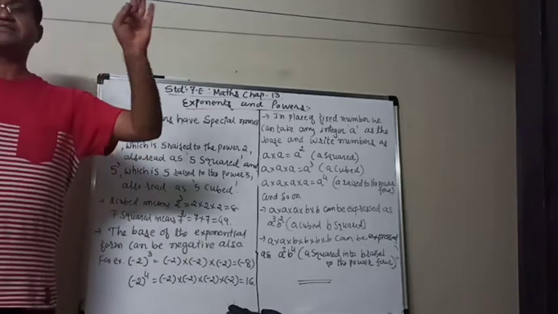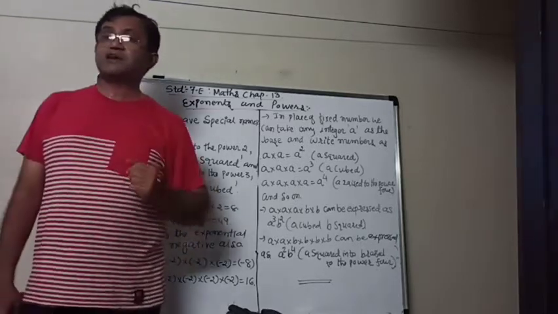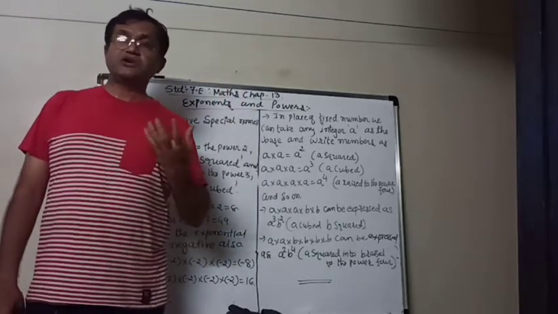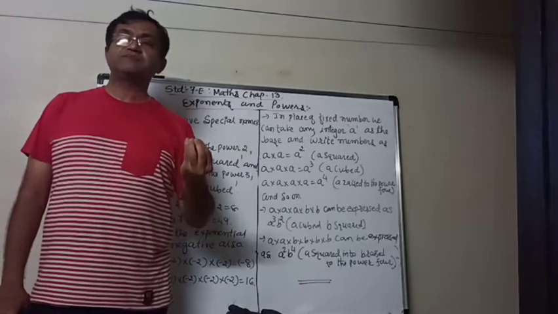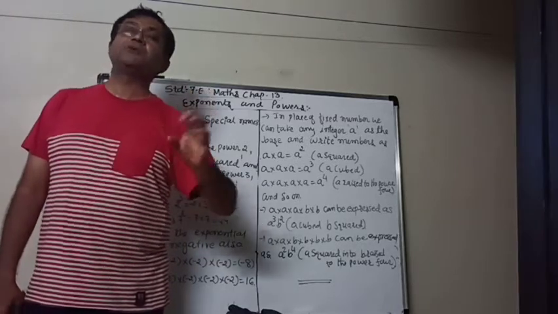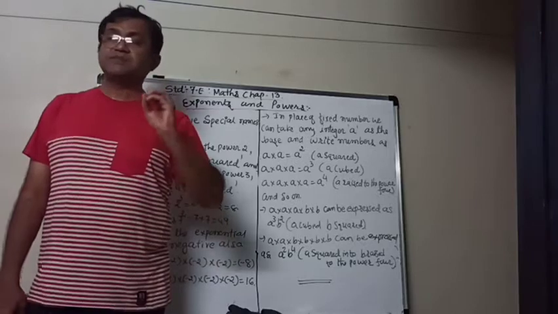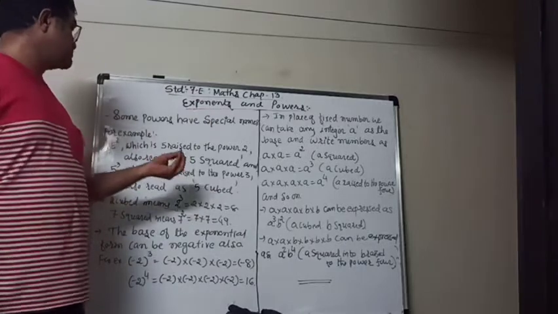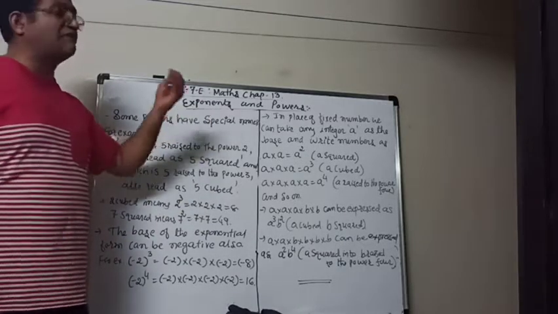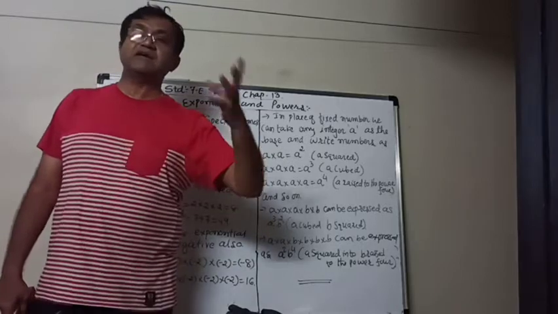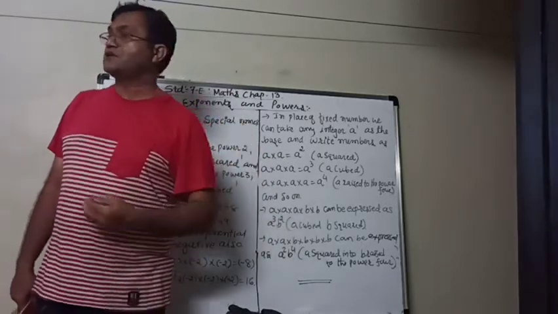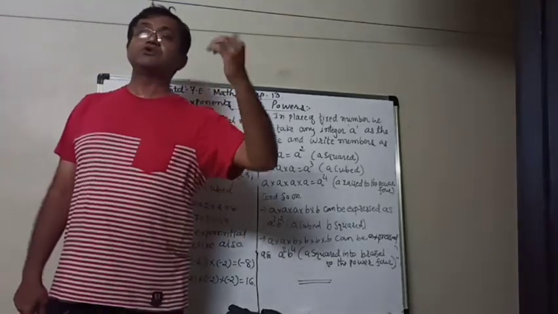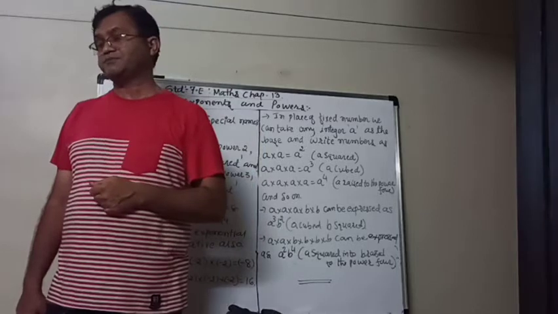10 is the base and 3 is the exponent. Then what can you read it as? You can read it as 10 cubed. So here the power 3 has a special name, cubed. So whenever you see power 3, in place of writing 5 raised to the power 3, 7 raised to the power 3, 9 raised to the power 3, instead of that you can write it as cubed. 9 cubed, 5 cubed, 2 cubed, 7 cubed, etc.